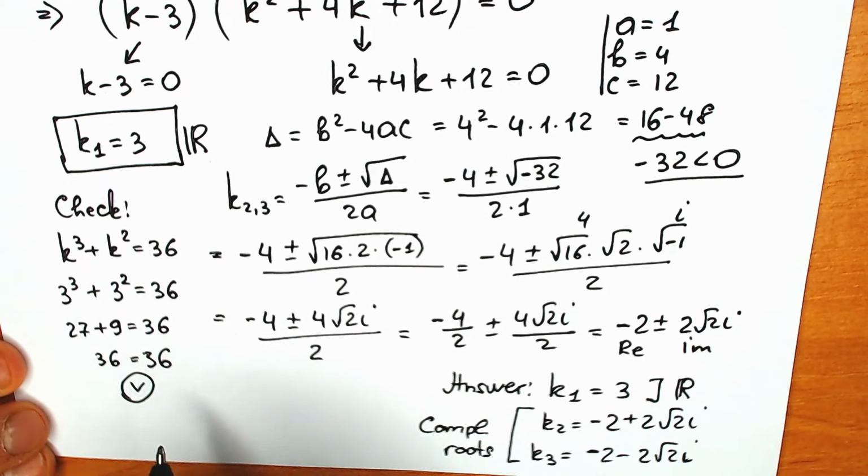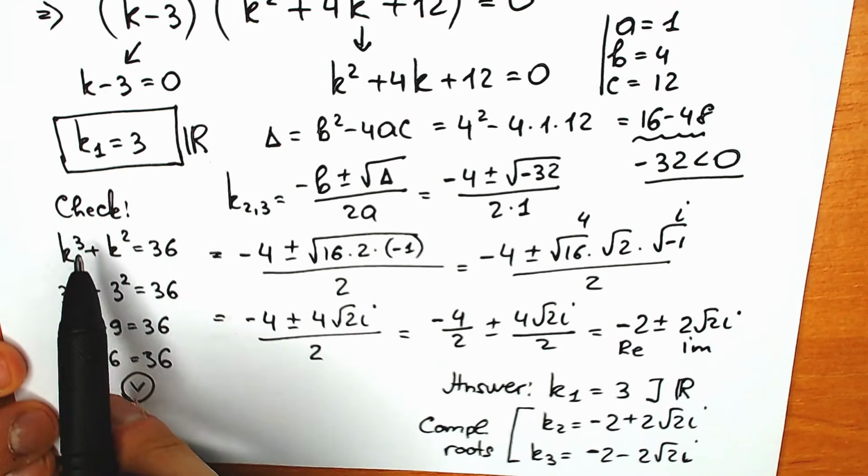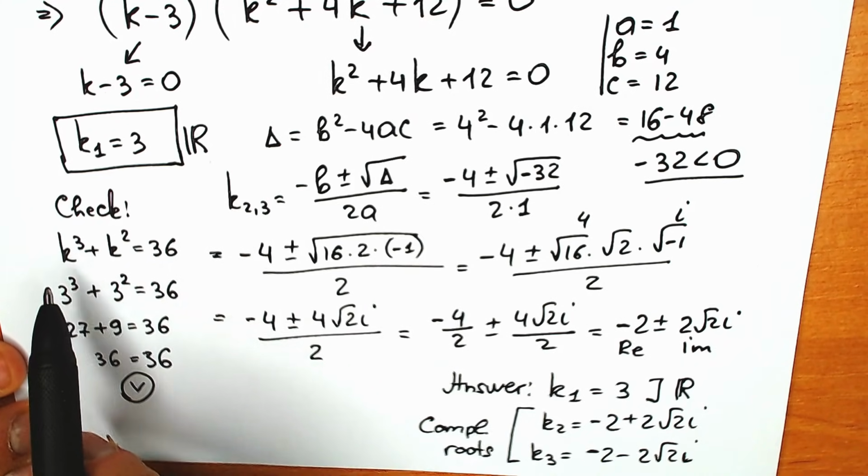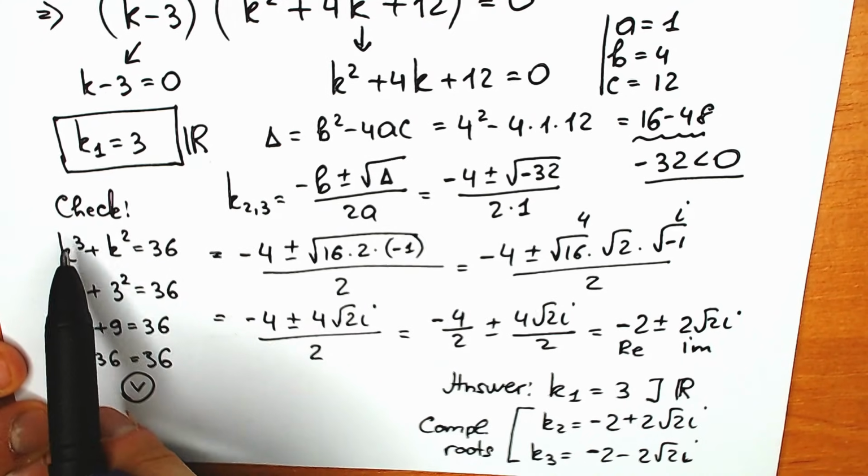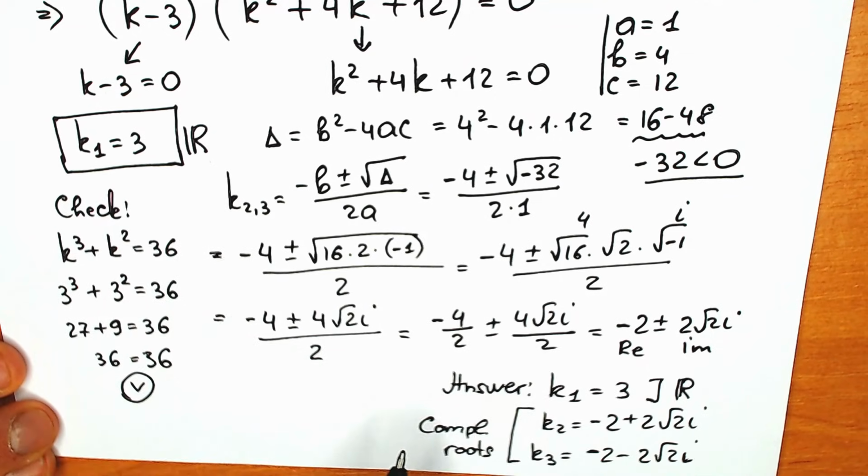So this is like a quick proof, because for example, when you have k to the power 5, it means that you lost 2 roots. And if we have, for example, k to the power 6, it means that we have 6 roots in total, not 3. So it means something went wrong. So this is like a quick tip.